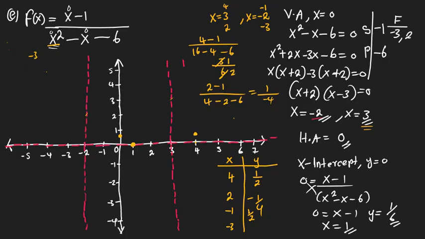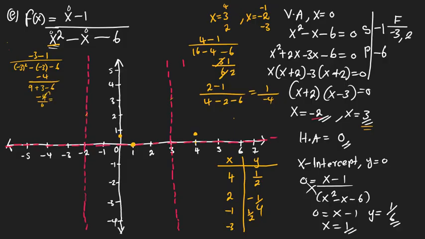Negative 3, minus 1 over, then I say negative 3 here to the power 2 minus negative 3 minus 6. I'm going to get negative 4 here over, this will be positive 9 plus 3 minus 6. So 9 plus 3 is 12. 12 minus 6 is 6.